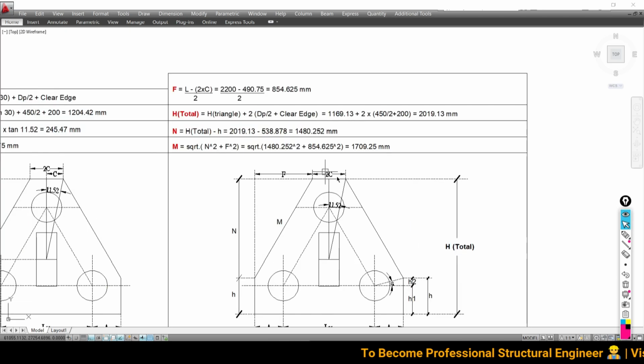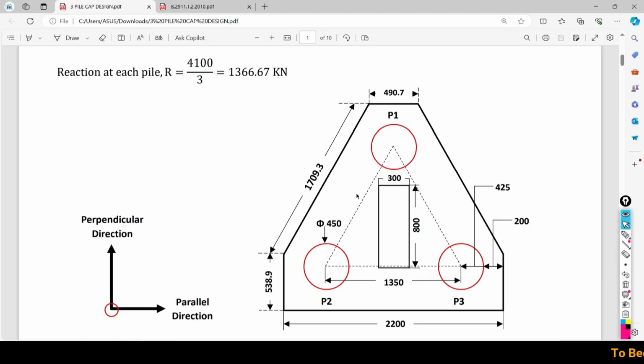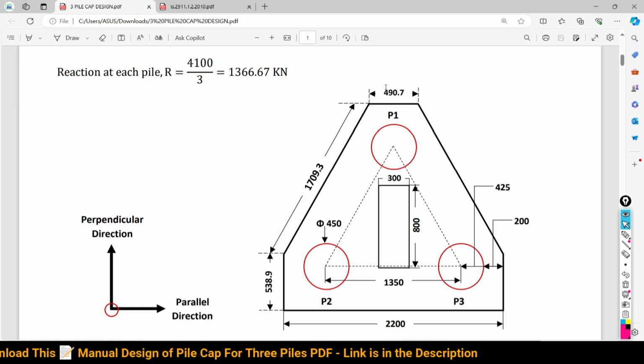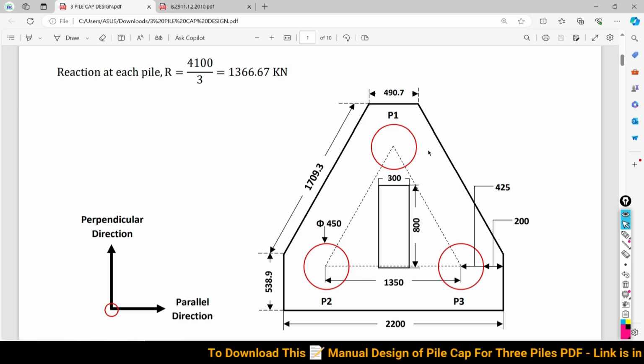So finally, all the dimensions of the pile cap we have successfully calculated: base, side edge, incline edge and top horizontal edge. With all of these values I am going to create my drawing here. Base 2200, side edge 538.9, incline edge 1709.3 in mm, and finally at the top edge we are getting 490.7.